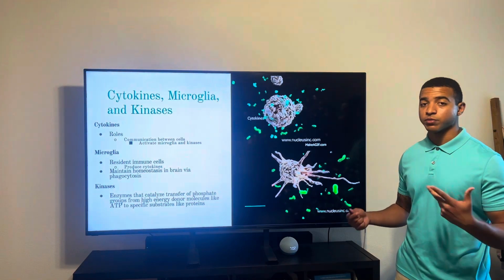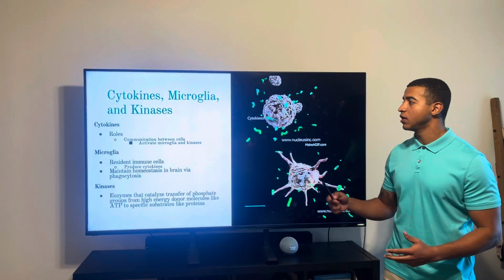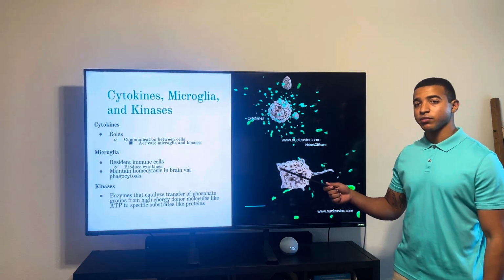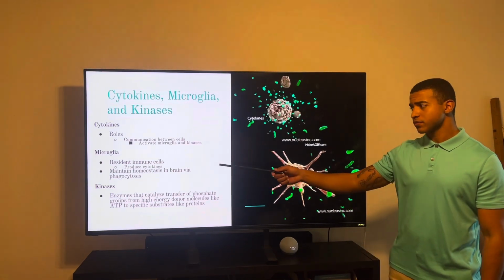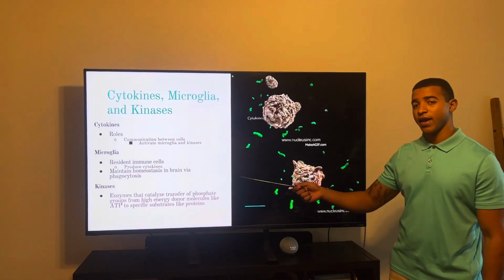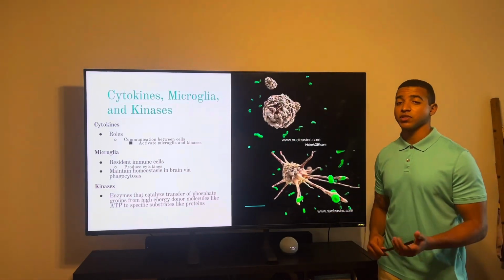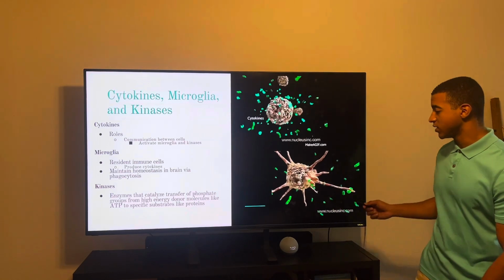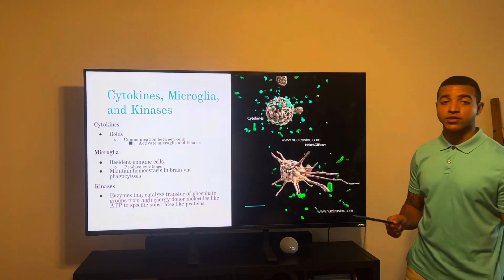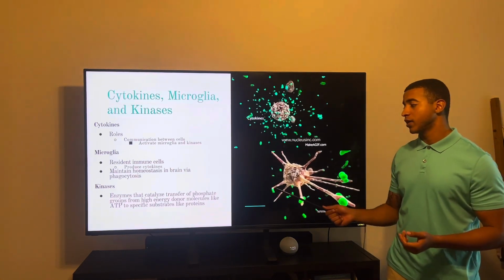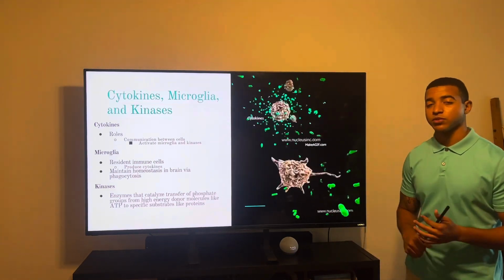In this neuroinflammatory response, cytokines, microglia, and kinases are all activating. The cytokines are communicating between cells and they're activating the microglia and kinases. Microglia is a resident immune cell, and it has the job of producing more cytokines as seen in this image, and it also maintains homeostasis in the brain via phagocytosis as seen in this little GIF image showing how it could do that. And the kinases are enzymes that catalyze the transfer of phosphate groups from high energy donors like ATP to specific substrates like proteins.